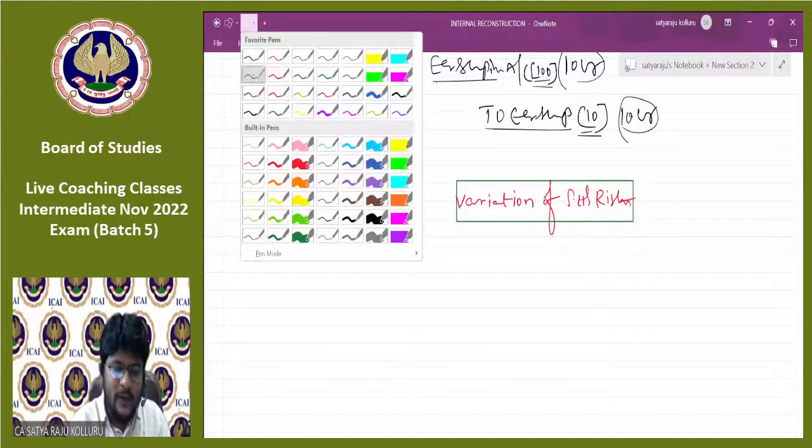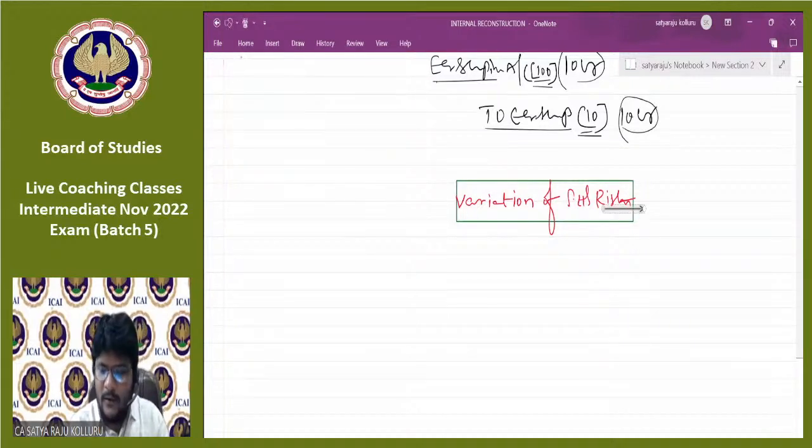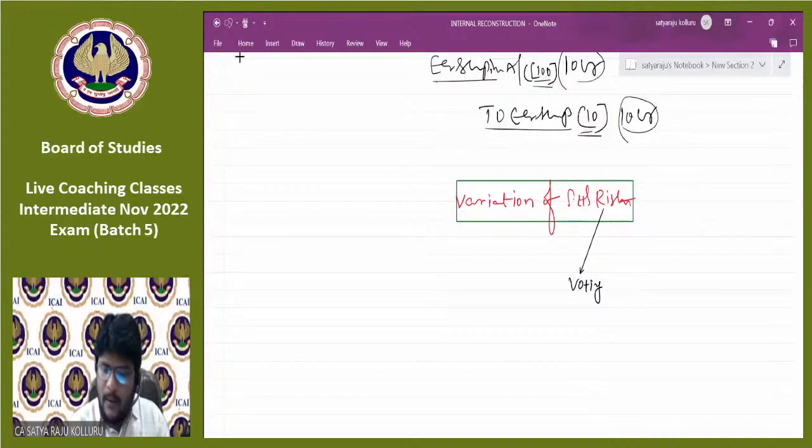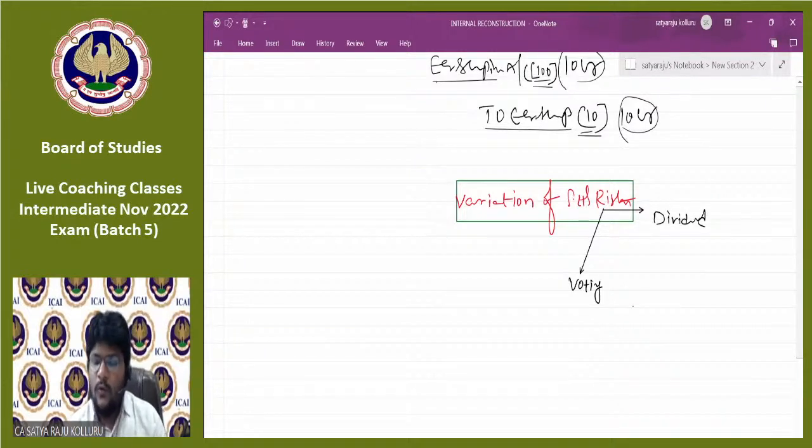One right is with respect to voting, and another right is with respect to dividend. Yes. One is with respect to voting and another one is with respect to dividend. Variation of shareholder right means there may be variation in voting. There may be variation in dividend.